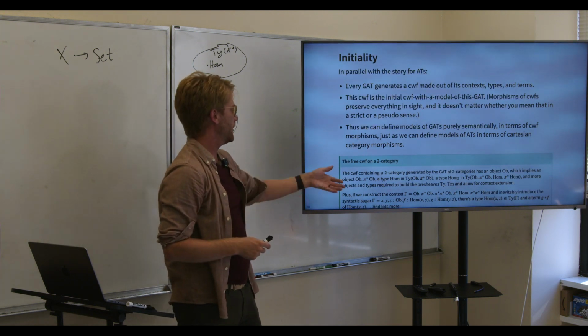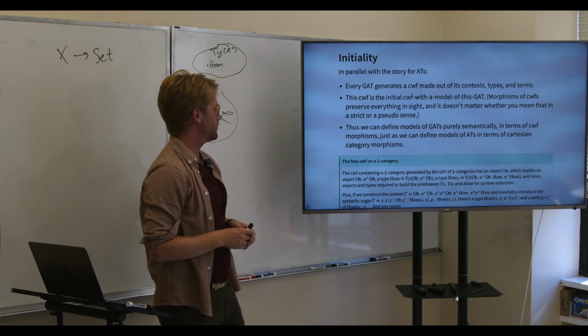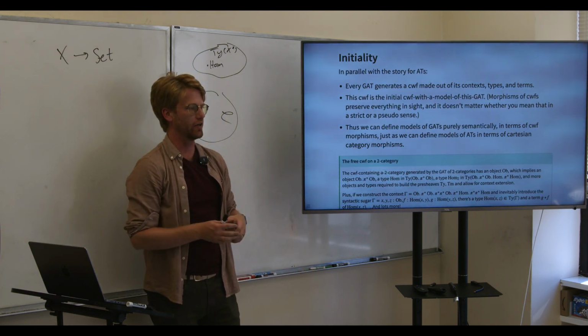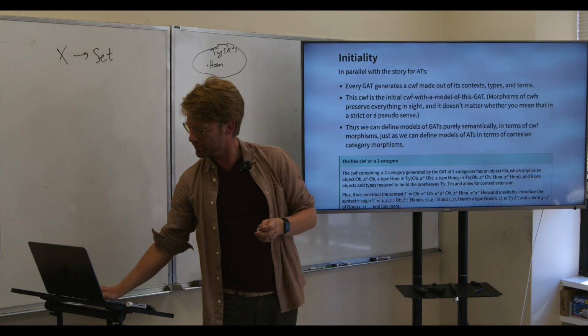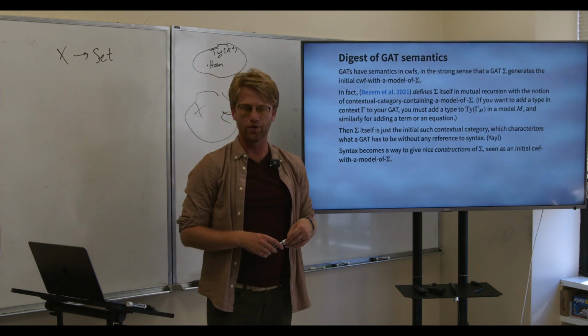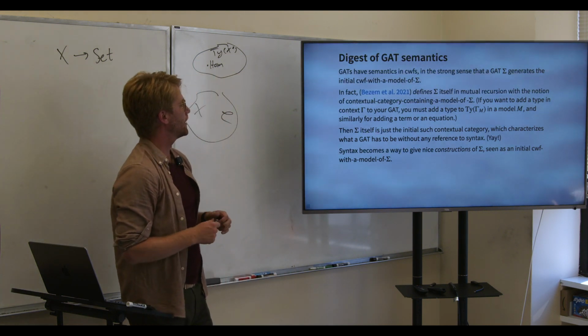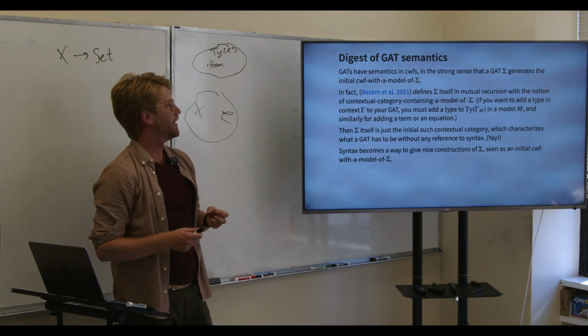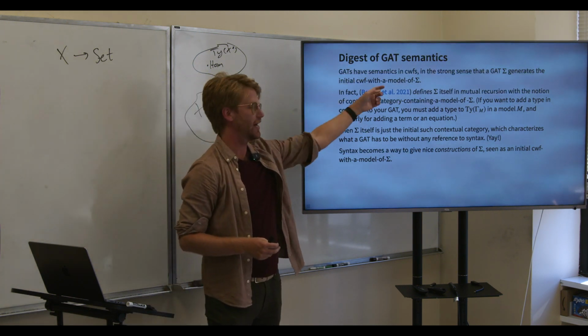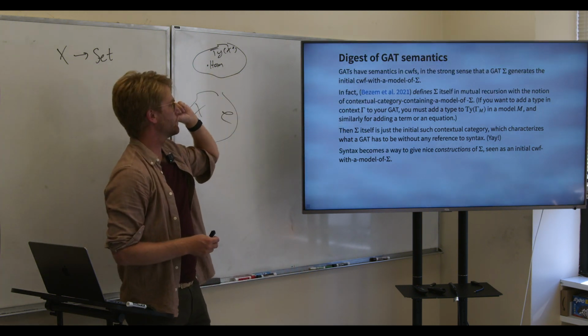Right, and so, okay, we can build a cube out of the theory of two categories. It's got all of the objects and morphisms that you need to have a two-category inside a cube. Okay, so that's just summarizing that section. Any GAT can be modeled in a cube. In fact, it generates the initial cube that has a model of it in terms of its syntax.